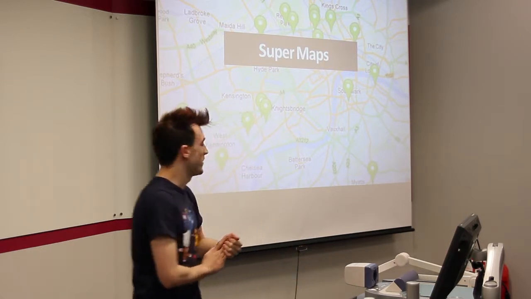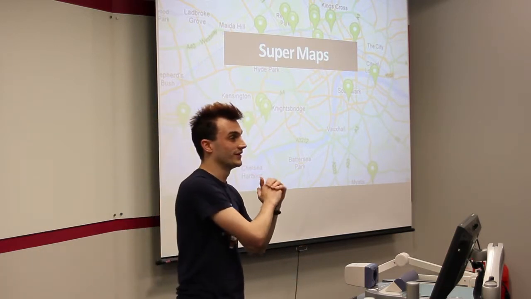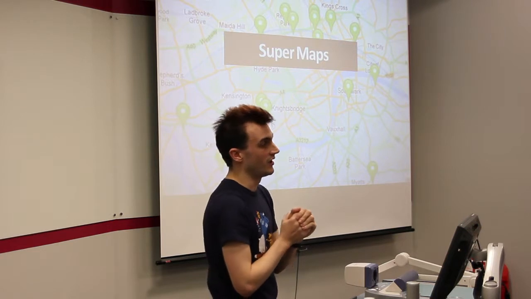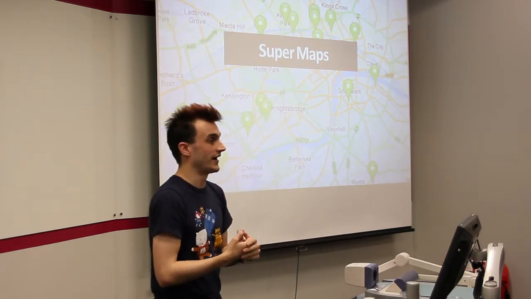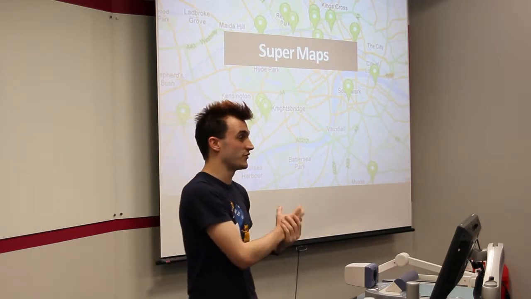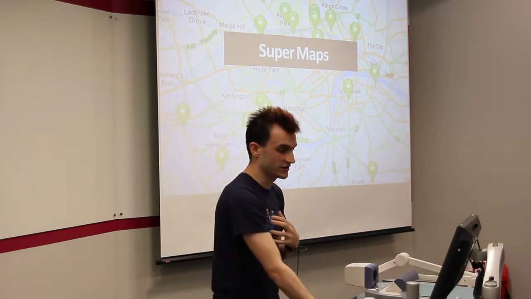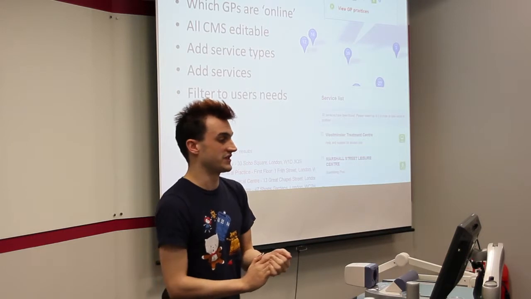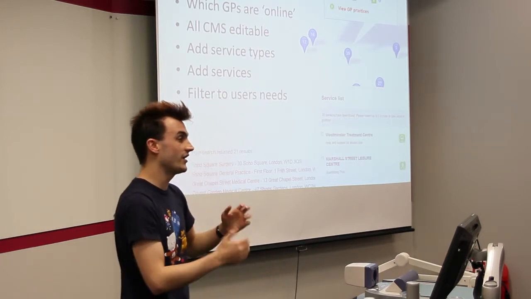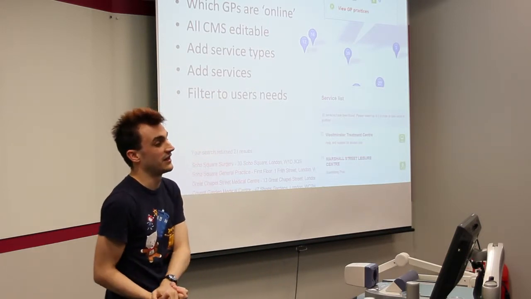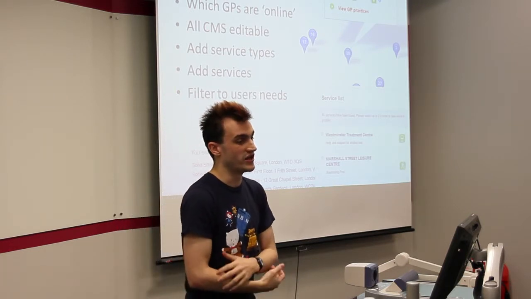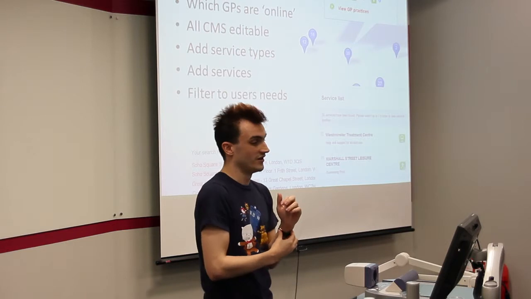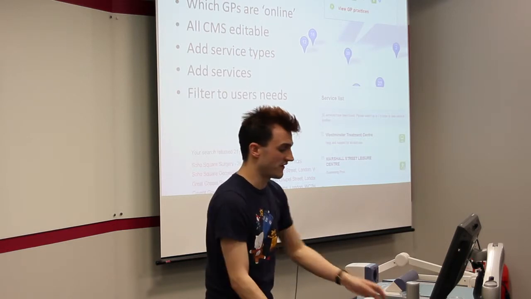Going back off the banner player, we created these things called supermaps. They're essentially allowing us to add services, service types, and sub-service types to content within the site, and then allowing the user to search. The first of this was finding out which GPs are online. By online, we mean which ones allow online repeat prescription, online booking, and where you can access your medical records online. This was a very top level one.